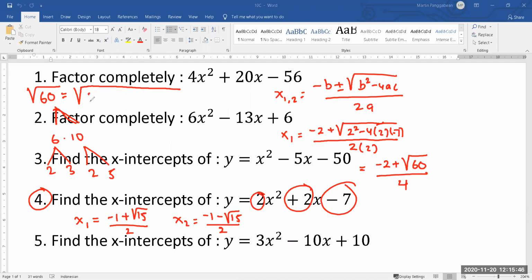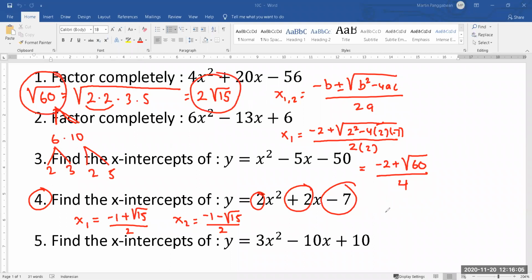So actually it is 2 times 2 times 3 times 5. So 2 squared can be taken out of the square root. So it is 2 square root of 15. So we can simplify square root of 60 into 2 square root of 15. That's how you simplify it.